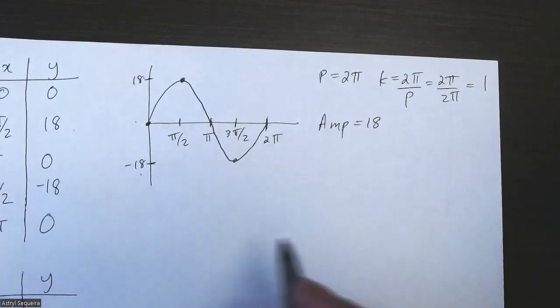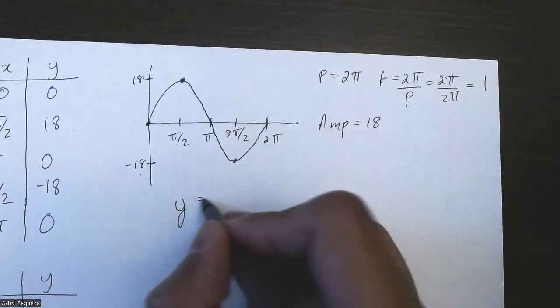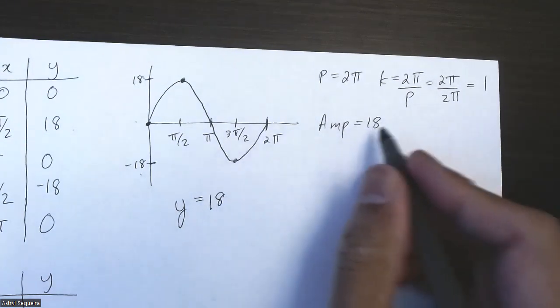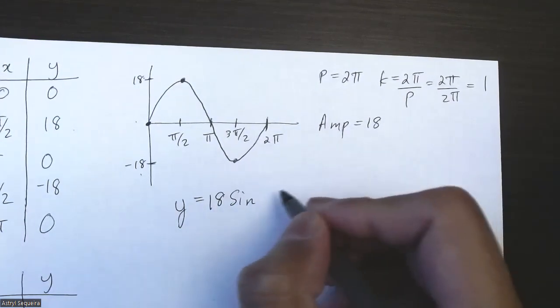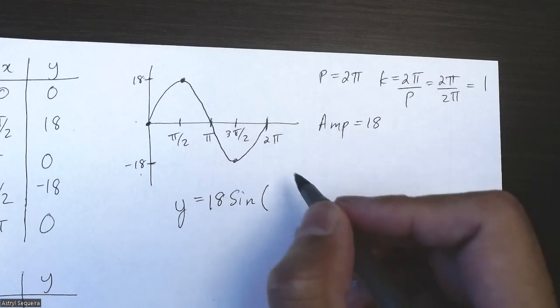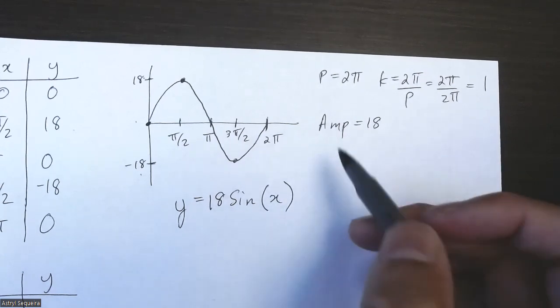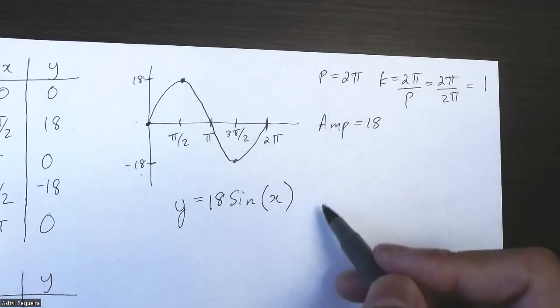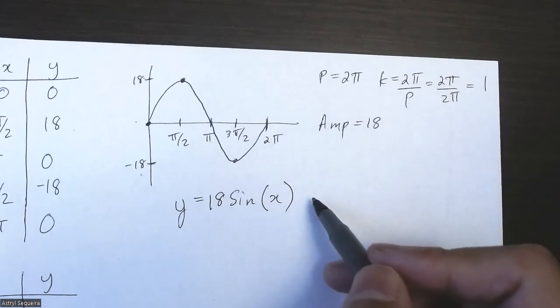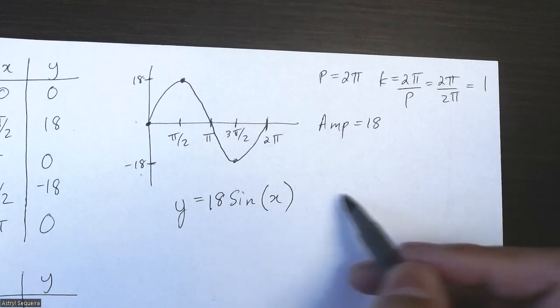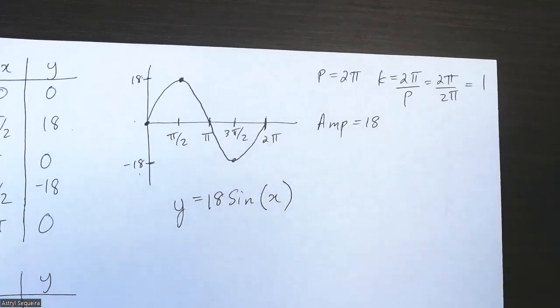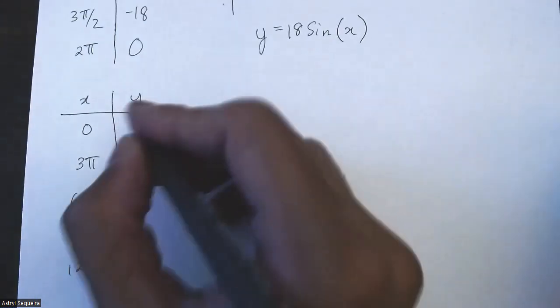So I'm going to write a sine wave for this equation. It's going to be y equals 18, my amplitude, sine, there's no k value, there's no phase shift as well, so I'm just going to put an x over here. And then there's no shift up or down, which means that there's no c value over here, which is basically your equation of axis. Let's try another example over here.